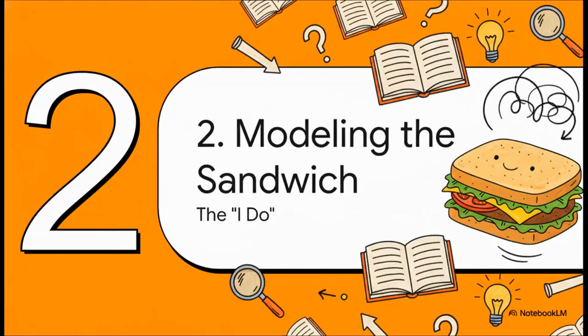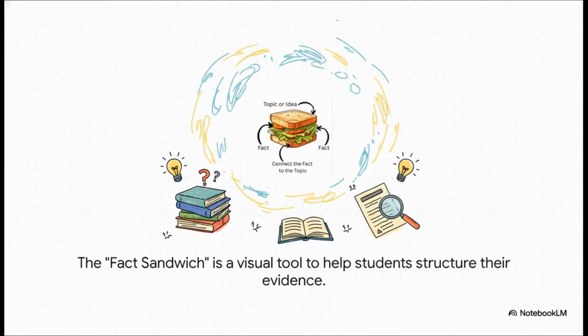So with that vocabulary in our back pocket, how do we get students to actually use it? Well, this brings us to the core strategy of our lesson, the fact sandwich. This is our I-do moment, where you, the teacher, get to model the entire thinking process out loud for your class. The real power of the fact sandwich is just how simple it is. It takes this really abstract idea, structuring an argument with evidence, and turns it into a concrete, memorable visual that a 3rd, 4th, or even 5th grader can get their hands on immediately. And this isn't just a research skill, it's literally the building block of a strong paragraph.